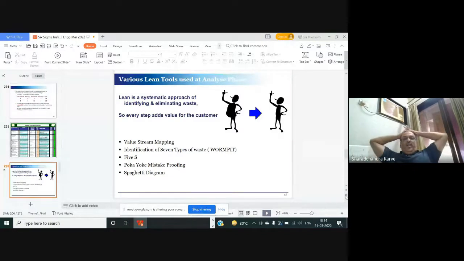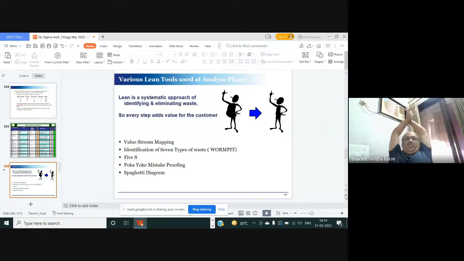So moving to lean tools. So this is about what is generally called quality tools. So we'll now move to the lean tools. There are various lean tools also which are being used in the process. So lean is a systematic approach of identifying and eliminating waste.